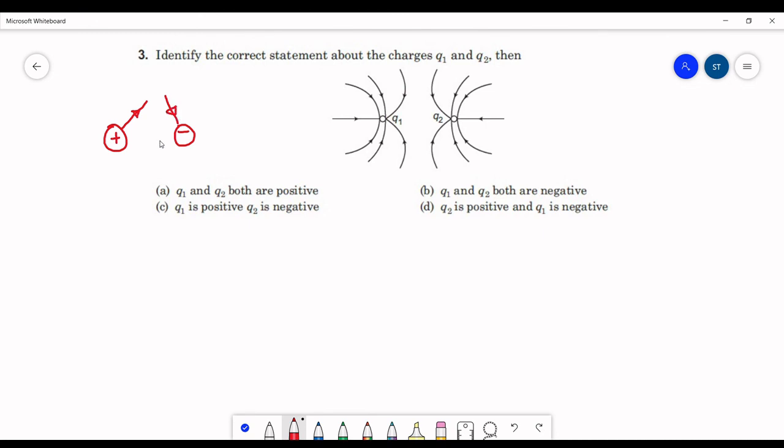Now see Q1, all the lines are terminating at Q1. So this should be negative. Similarly Q2, all the electric field lines are terminating at Q2. So Q2 should also be negative. So here we can say both Q1 and Q2 should be negative. So option B will be correct.